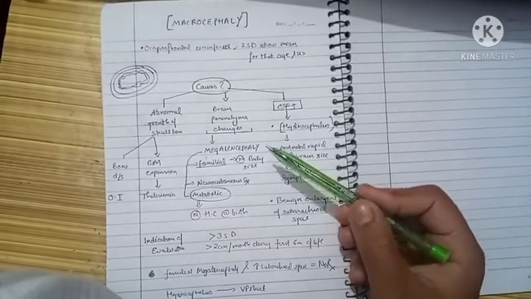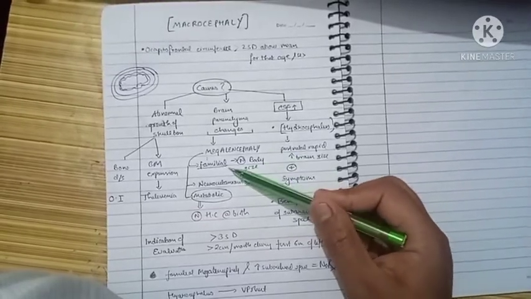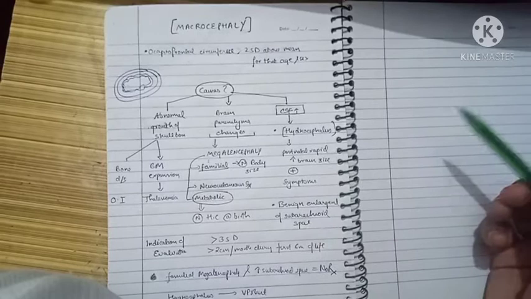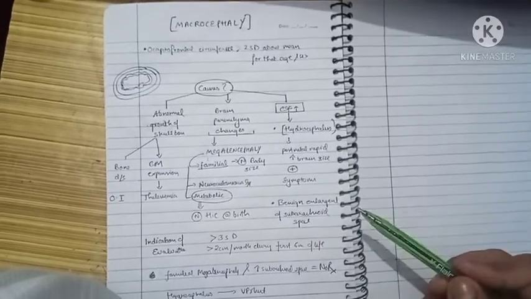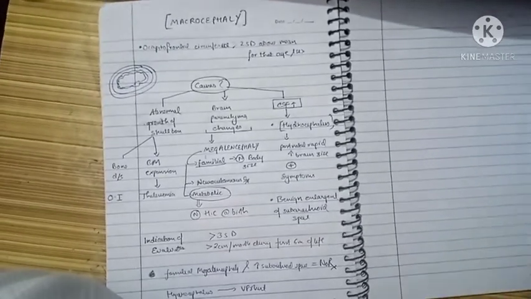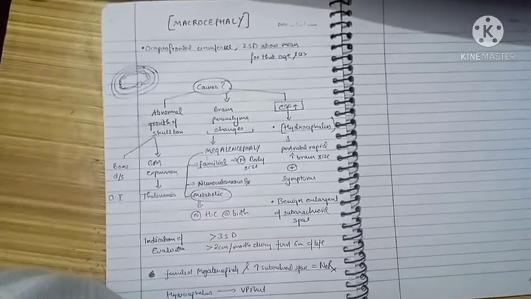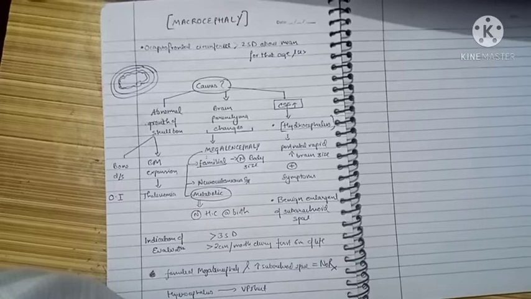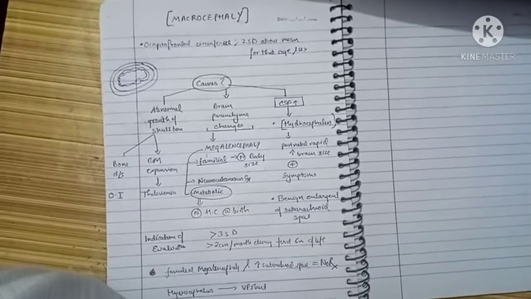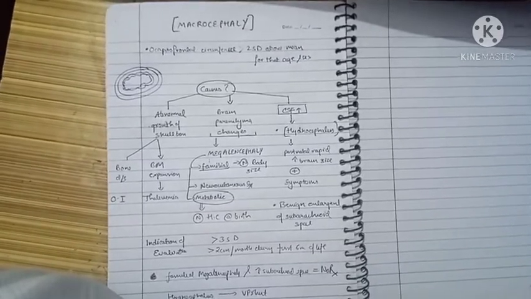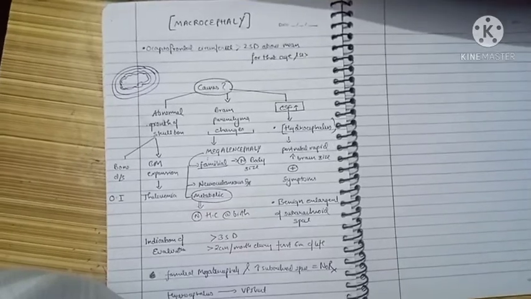Now, megalencephaly can be familial. Mind you, in familial megalencephaly the baby has a normal size, there is no neuronal deficit, and overall development is normal. Only the megalencephaly is leading to macrocephaly.